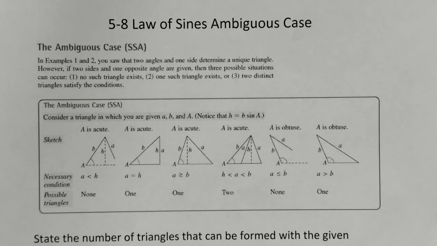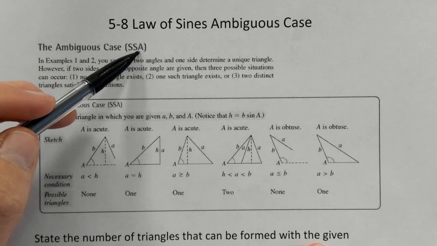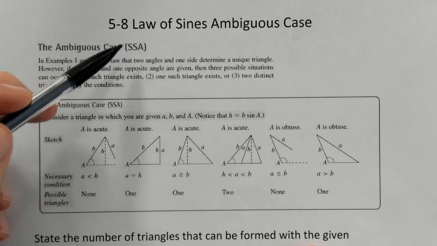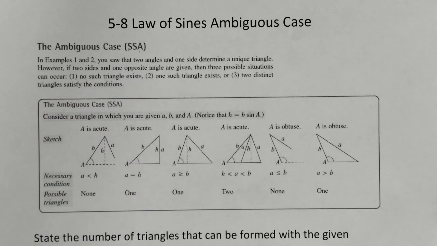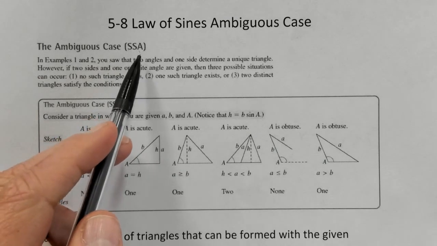Okay, in this section 5-8, we are looking at the ambiguous case of the law of sines. It turns out if you are given this pattern where you have two sides and the non-included angle, there is a possibility, depending on what those measurements are, that you could have two different triangles with those measurements for those three parts.